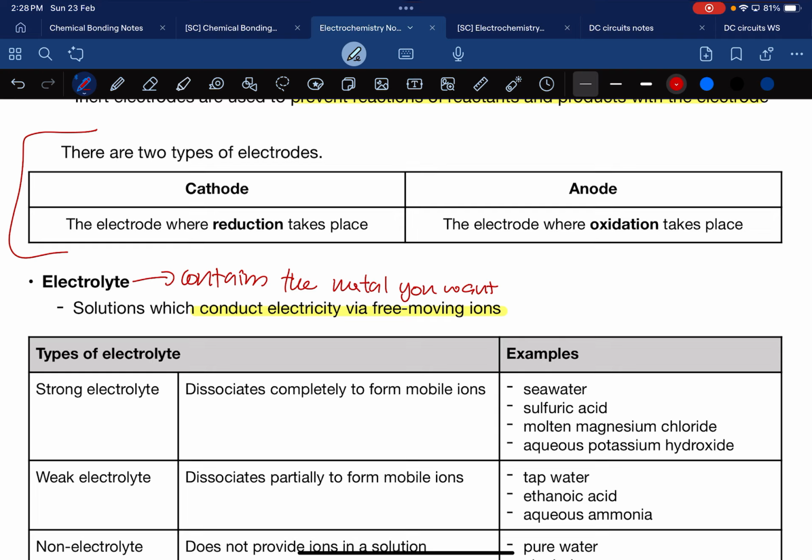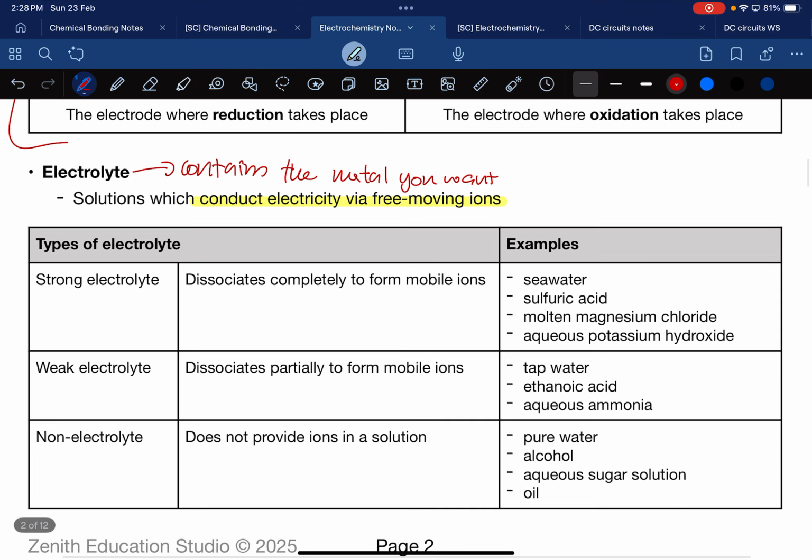If I want sodium, I will use something that contains sodium, maybe sodium chloride, or sodium oxide. The point is I need to have that correct ion. Some electrolytes that we will go through: we have strong, we have weak, and we have non-electrolytes.